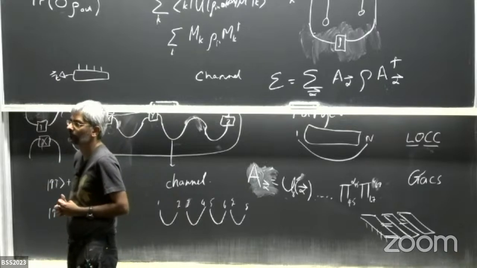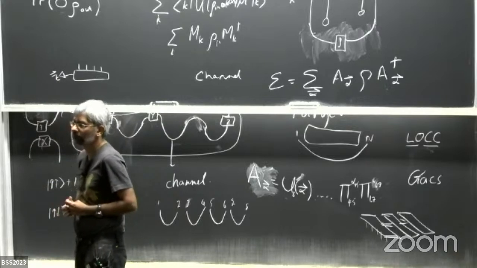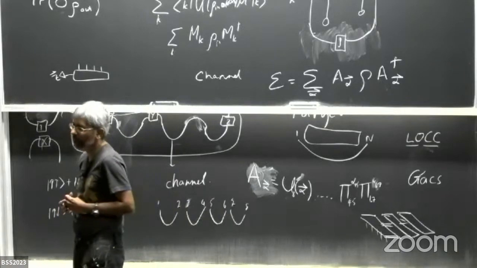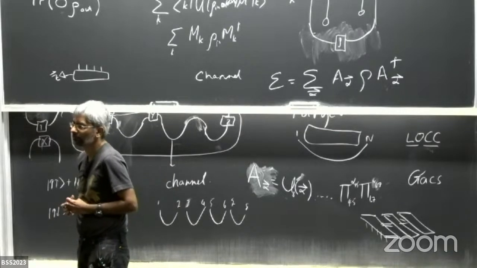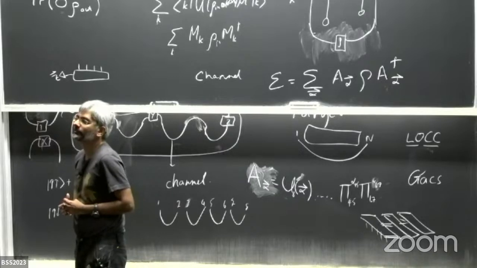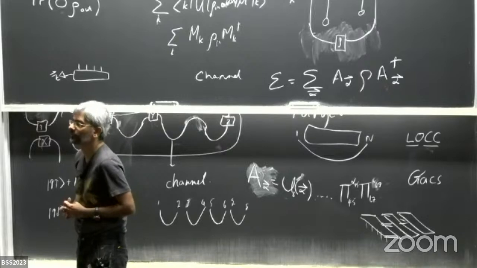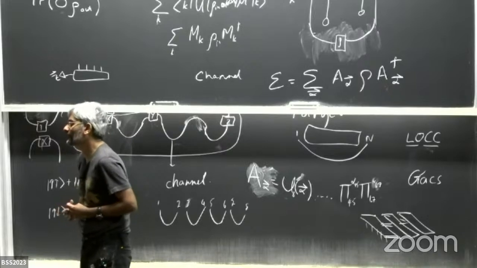Take a product state and evolve for some time. The eigenstates are absolutely different. So conventional thermalization happens fast, always.